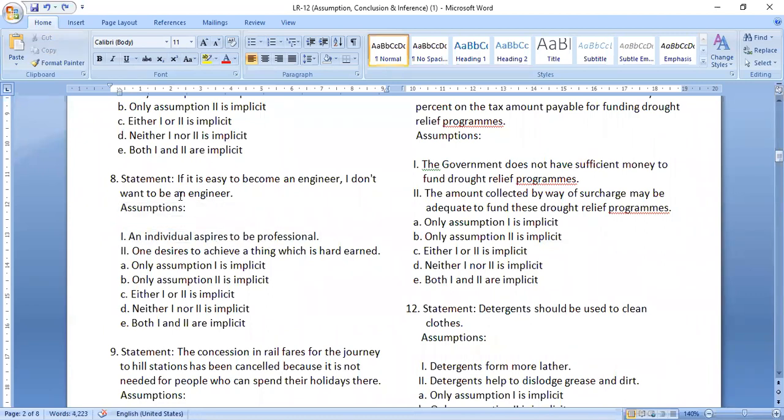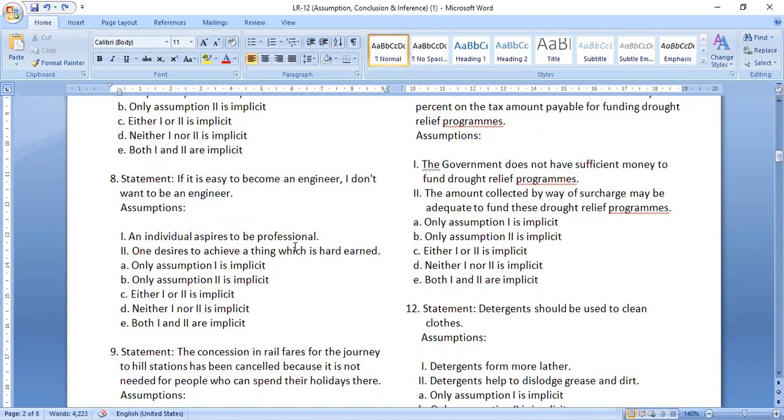From this, an individual wants to be a professional. We can't infer that from here. We can't say that all professionals do hard things. It's quite possible that a professional doesn't do hard things, because for that we have to define the word professional too. Also we have to assume that an engineer is not a professional, which again we can't assume. So this assumption is definitely not implicit in this statement. This is wrong.